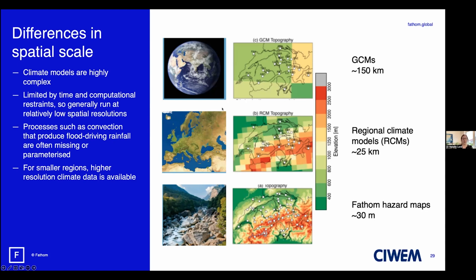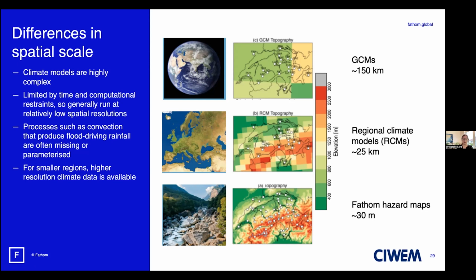So here we can see the resolution of a typical global climate model on the top, which has grid boxes approximately 150 kilometers in size. Because the topography is averaged across the area of each grid box, there's not much variation between the grid boxes. Below that in the middle row is the topography of a regional climate model with grid boxes of around 25 kilometers. And you can see more of the spatial detail in topography starting to be resolved at this resolution.